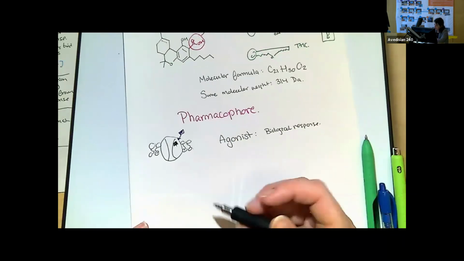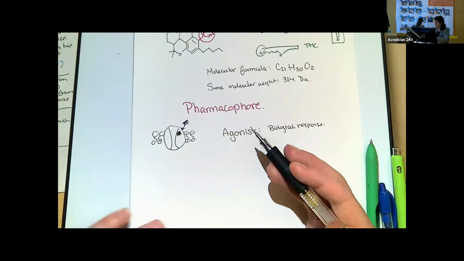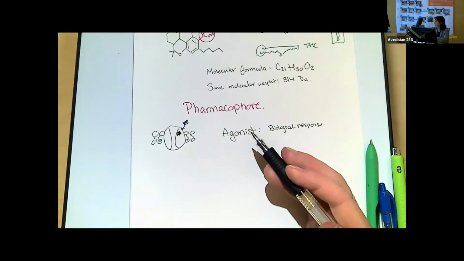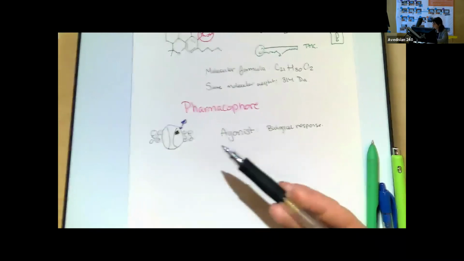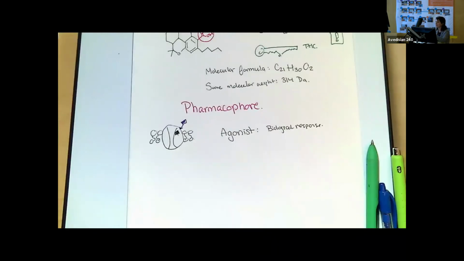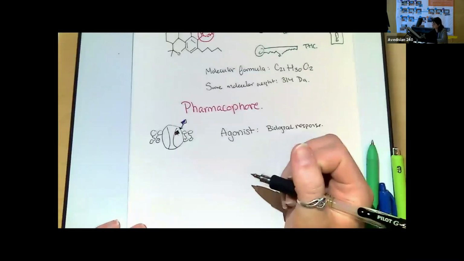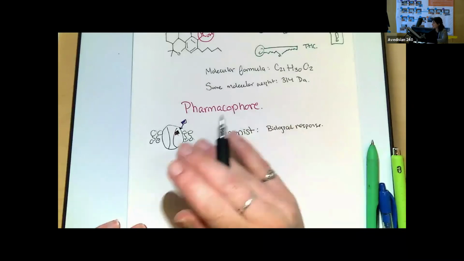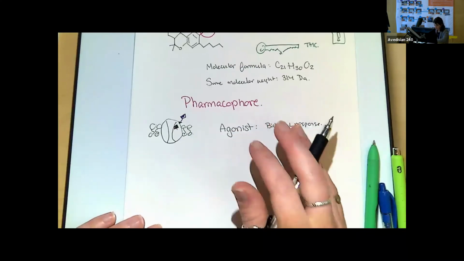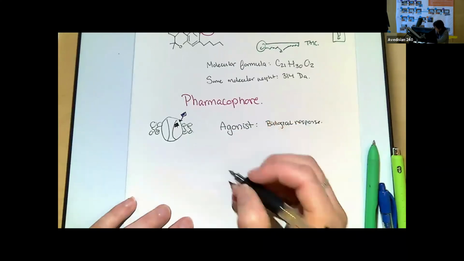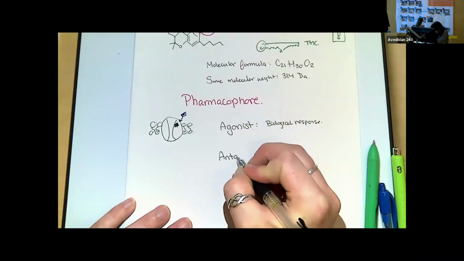You could also have full agonists, which are going to cause the complete response possible for that receptor. You can have a partial agonist, which is going to cause not the full response, but some of that biological response. And then you could have an inverse agonist, which gets a little more complicated. But the second example we can talk about is an antagonist.